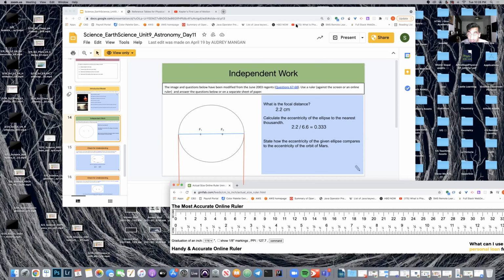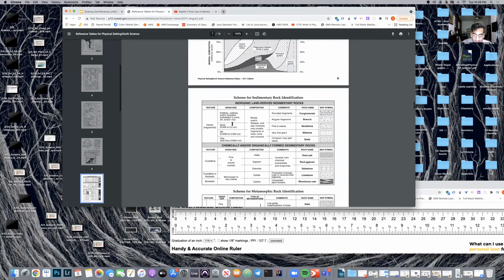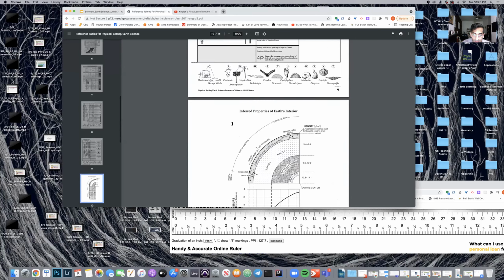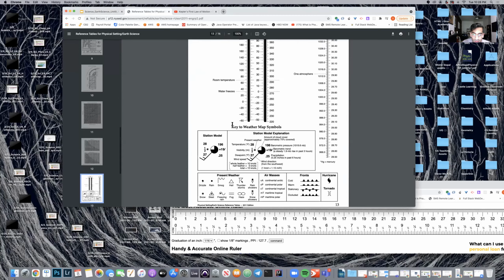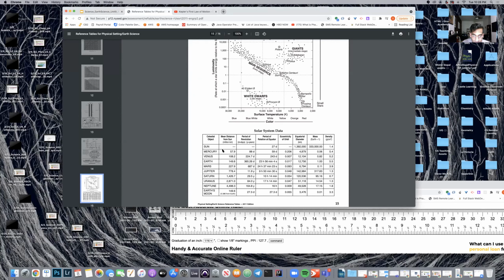If we want to compare it to the eccentricity of Mars's orbit, what we have to do, I'm going to clear this. We have 0.333, and I'm going to check out the reference table. So if we go to the reference table, we have that definition of eccentricity if you forget it. And if we go down to page 15, we can see that the eccentricity of Mars is 0.093. So all of the eccentricities of the orbits of the planets are far less than what we just calculated.